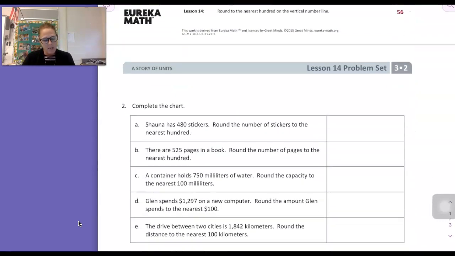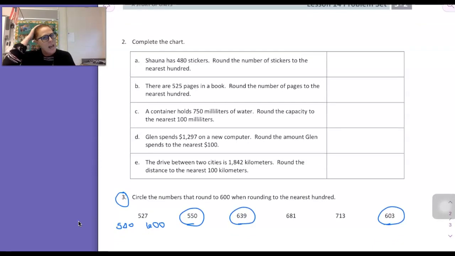Let's take a look at number two. Number two has a chart, and we're simply following the directions. Looks like we're rounding to the nearest 100 in all of these, but the units might be changing. So Shauna has 480 stickers. Round the number of stickers to the nearest 100. Here's where you're going to be trying to not draw your vertical number lines. So you're going to say 480. You could say that comes between 400 and 500, and 480 is closer to 500. It's past the midway point.